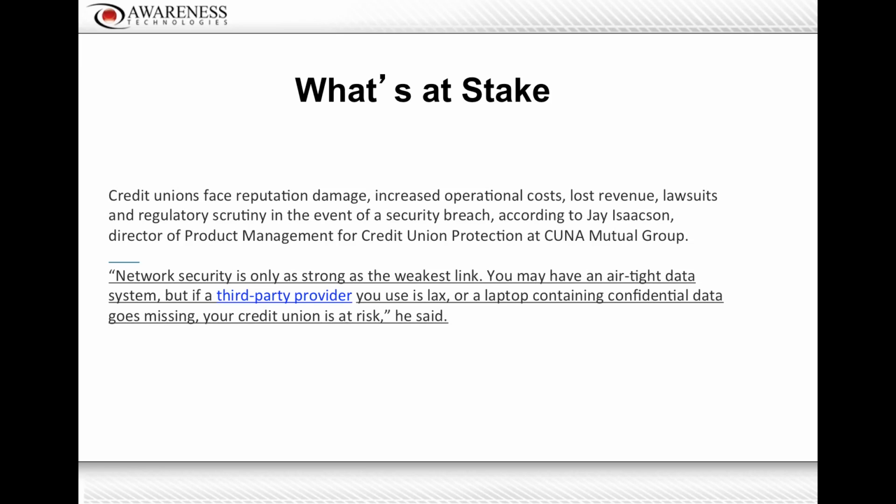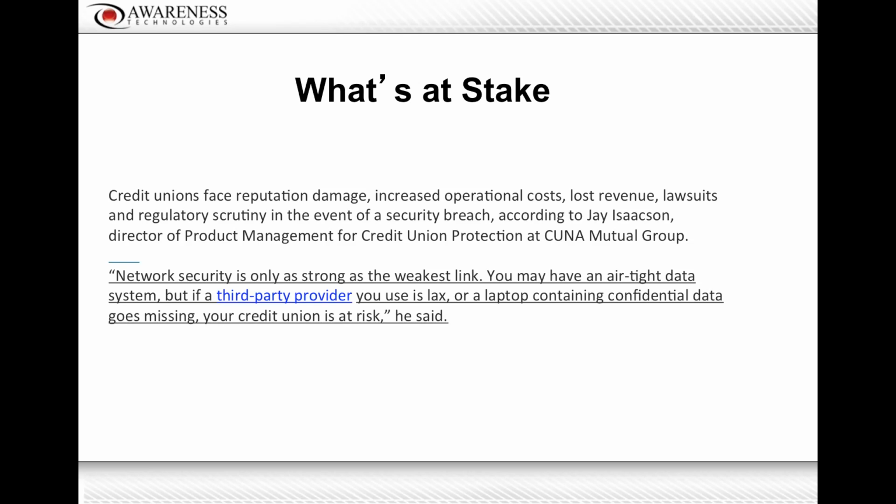So let's jump right into the conversation, which is what you guys are here for. What's at stake when we talk about data breaches and cybersecurity procedures? There's a nice quote here from a CUNA Mutual Group meeting that basically said, network security is only as strong as the weakest link. You can have an airtight data system, but if a third-party provider you use lacks security, or a laptop containing confidential data goes missing, your credit union is at risk.